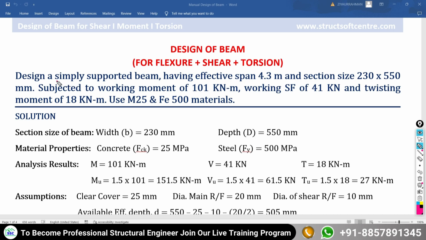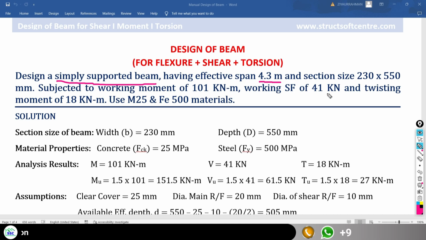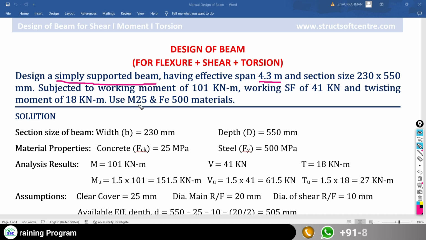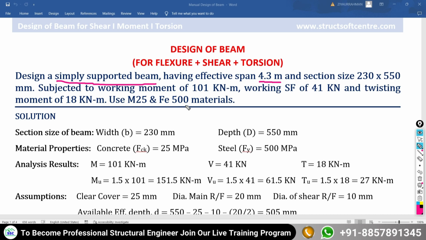First of all, try to understand the problem statement. Here we have to design a simply supported beam which has an effective span of 4.3 meter. The section size of this beam is given as 230 by 550 in mm. This beam is subjected to a working moment of 101 kN meter, a working shear force of 41 kN and a twisting moment of 18 kN meter. We have to design this beam with grade of concrete M25 and grade of steel Fe500.